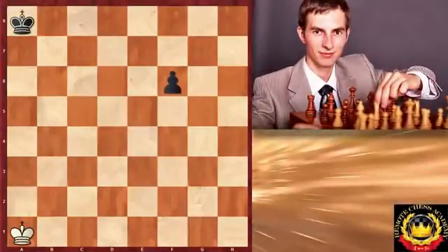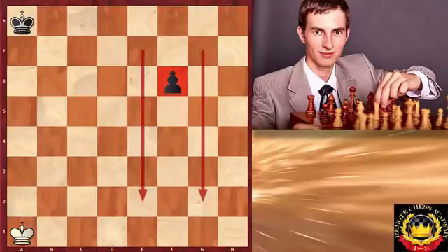First of all, what is an isolated pawn? It's when you have a pawn and you don't have other pawns on the adjoining lines. In this position, for instance, black has the isolated pawn on f6.